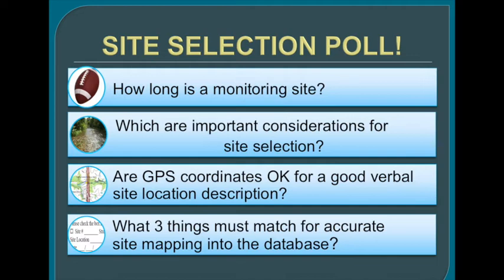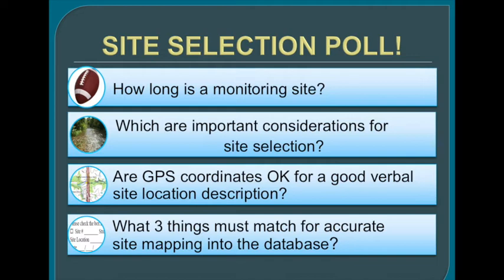You do have accessibility to the stream, and it does maintain at least a pool all year round, if not just flowing water. Are GPS coordinates okay for a good verbal site description? No. They are a good supplement, but we do still need that verbal site description.